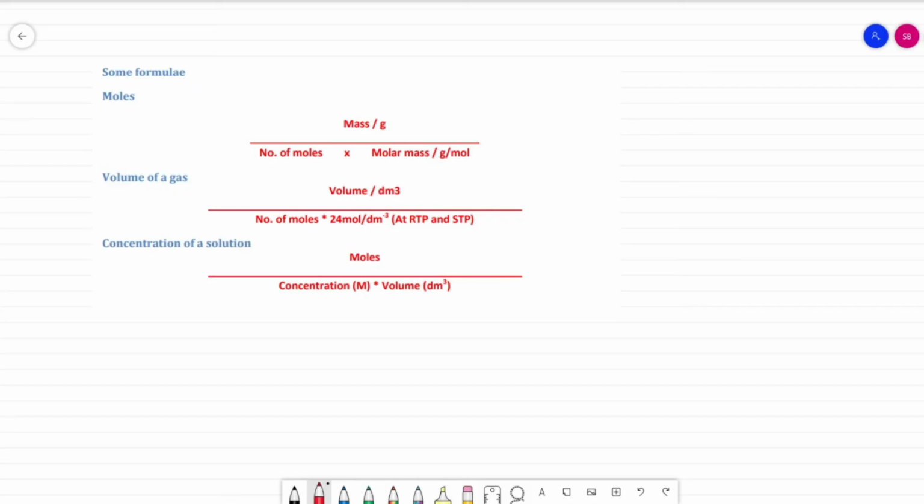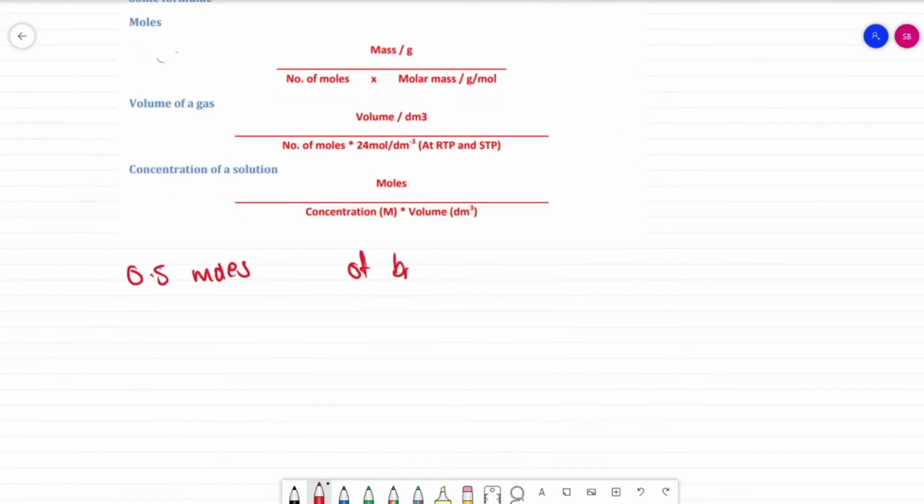It says calculate the mass of 0.5 moles of bromine atoms. So we are supposed to find the mass. How are you supposed to do this? We use the formula. Bromine is a solid, and we use the formula moles equals the mass over the RAM.